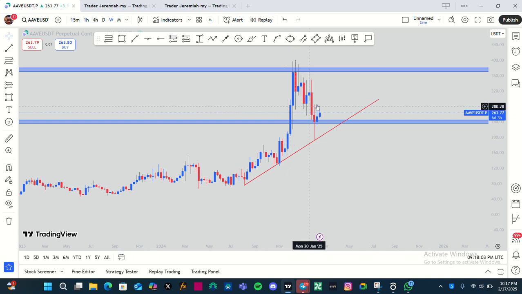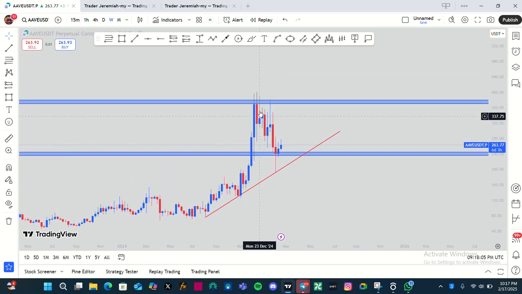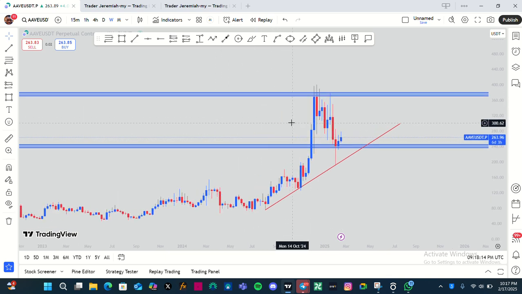But price cannot just keep heading higher without a retracement. For every move, price will need to create a retracement before heading higher. So that's just how it is.